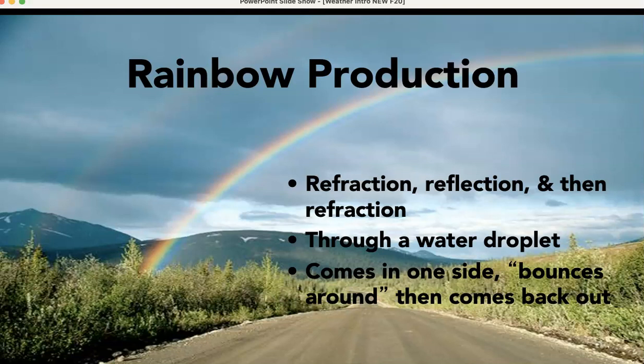I thought there was another refraction in there because it twists it back. That diagram just didn't have it though. Here's a double. This isn't my picture of a double, but that's what I meant by a double. So refraction, reflection, and then refraction: light through a water droplet comes in one side, bounces around, and comes back out.